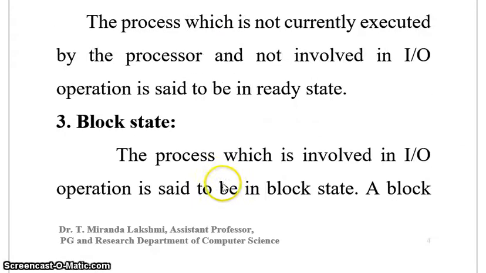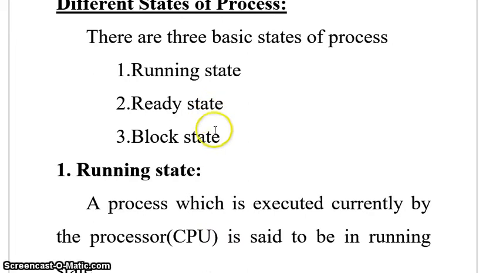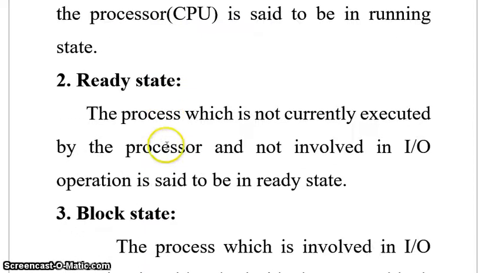So these are the three important states: running state, ready state, and block state. Running state, you have to remember CPU. If a process is inside your CPU, then it is running state. Ready state, it is waiting for the CPU. It has not gone for any I/O operation. Block state, if the process is involved in I/O operation, then it is called a block state process.